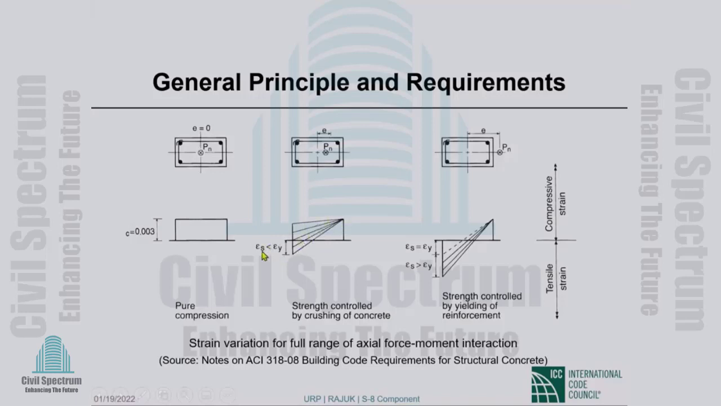The reinforcing steel, the tension steel, does not yield when the extreme compression fiber concrete strain is 0.003. And then tension control or transition sections, you have the reinforcing steel yielding before the compression concrete crushes. And that gives you tension control behavior. Okay.